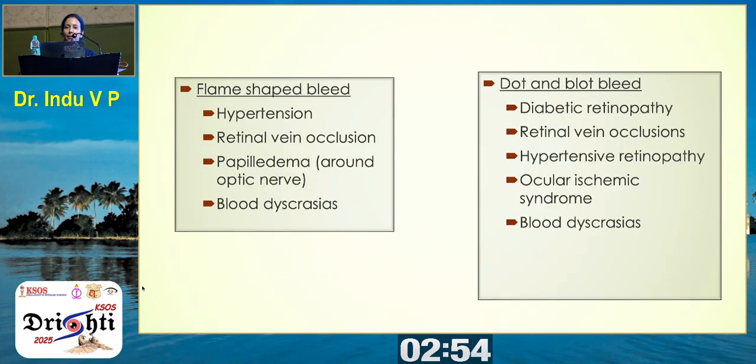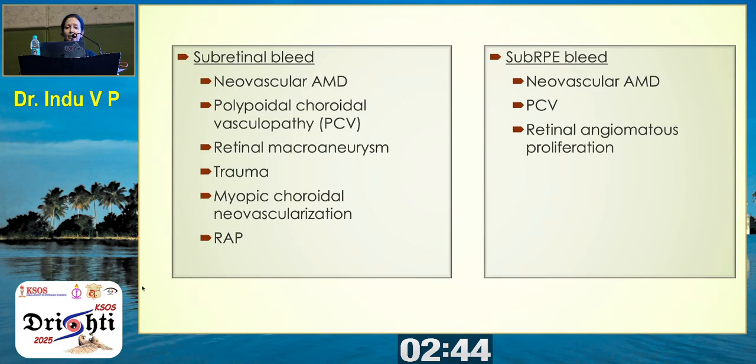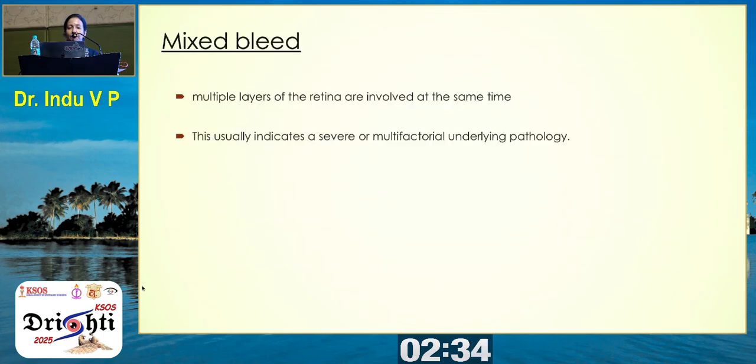Flame-shaped and dot and blot hemorrhages usually have a common pathology, usually due to systemic vascular problems like hypertension, diabetes, occlusive diseases, even blood dyscrasias. And subretinal and sub-RPE bleeds can again have a similar pathology, most commonly due to neovascular AMD, PCV, RAP, or trauma. Mixed bleeds, when bleeds happen in multiple layers of the retina, are called mixed bleeds.